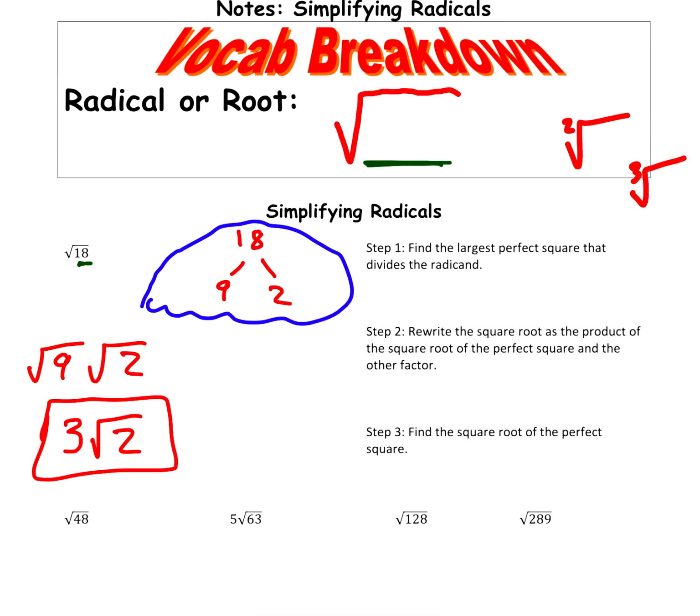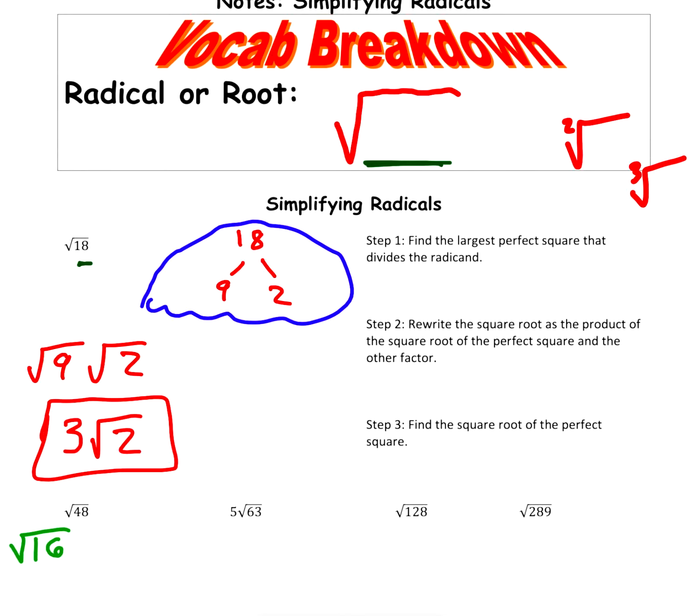So, looking at 48, the highest perfect square that goes into 48: just take your calculator. Do 48 divided by 4. Do 48 divided by 9. Do 48 divided by what would be the next perfect square, 16. If you do 48 divided by 16, you're going to get 3. So 16 is the highest perfect square that goes into 48. Radical 16 is just 4. Radical 3 is an irrational number, so that just stays 4 radical 3. And that is completely simplified.